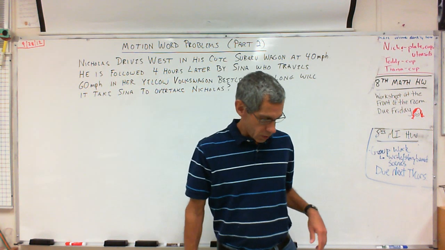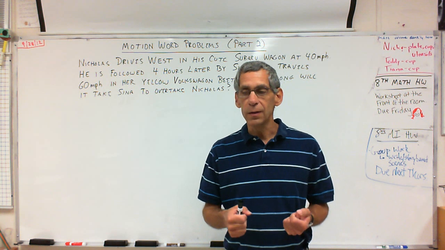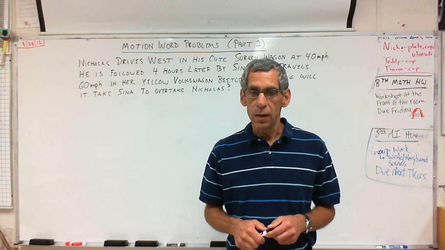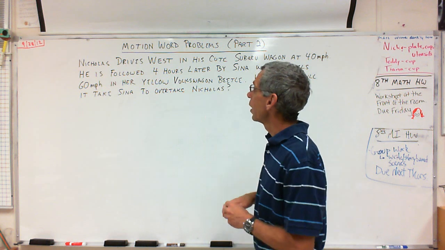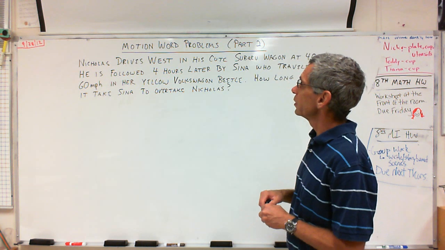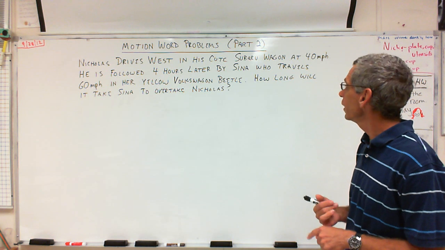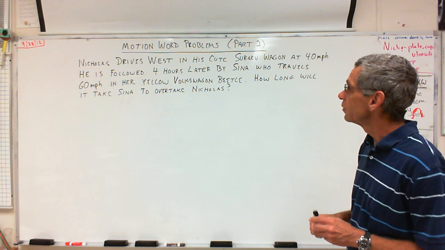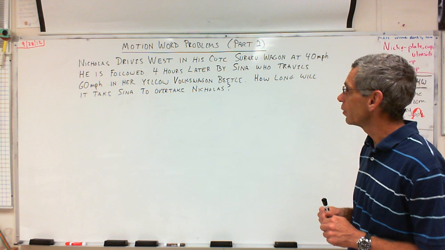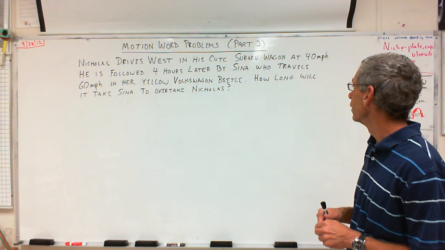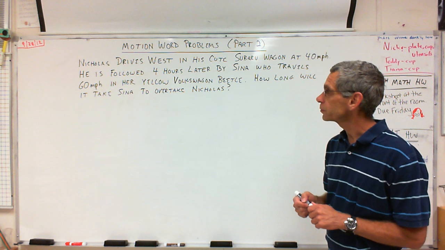Okay, so we are going to now cover another type of word problem. I talked about it a little bit yesterday, the last time I did the first word problem we did. This one, let's read it first. Nicholas drives west in his cute Subaru wagon at 40 miles per hour. He's followed 4 hours later by Sina, who travels 60 miles per hour in her yellow Volkswagen Beetle. How long will it take Sina to overtake Nicholas?